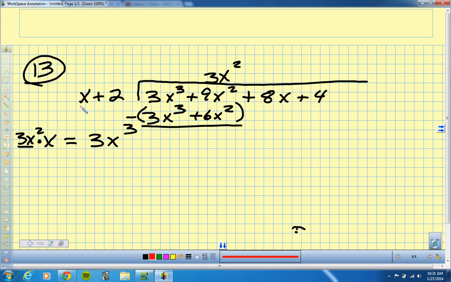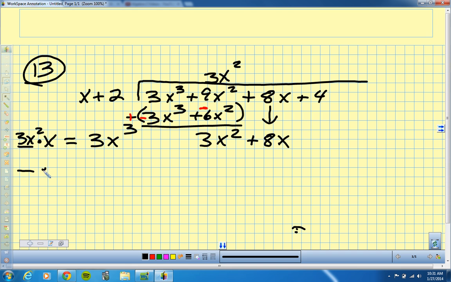I always, every year, get some kid who's super cocky, doesn't want to do it, just wants to subtract. Every single year, they've always got it wrong. Do you have to? No, you don't have to. But I would recommend it. It makes more sense because I'm thinking about distributing the negative into the parentheses, so switch all my signs. 9x squared minus 6x squared is 3x squared. Then I'm bringing down my 8x.